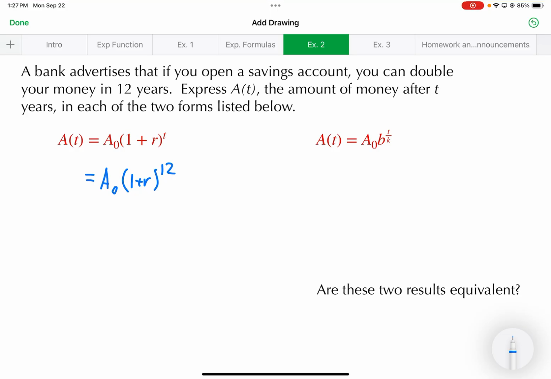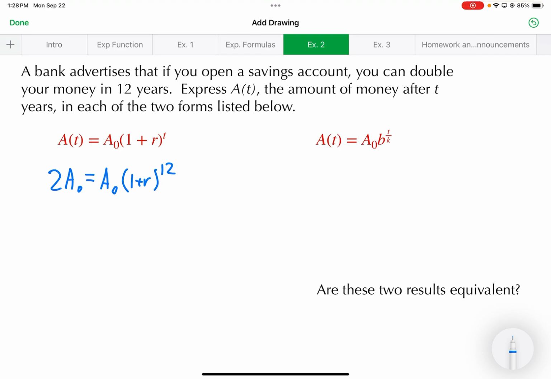Double a sub 0, right? So I would literally write 2 times a sub 0, because that is what our ending amount is going to be, since we doubled it, okay? All right. Well, let's go ahead and solve for r, because let's see if we can come up with an expression for that.